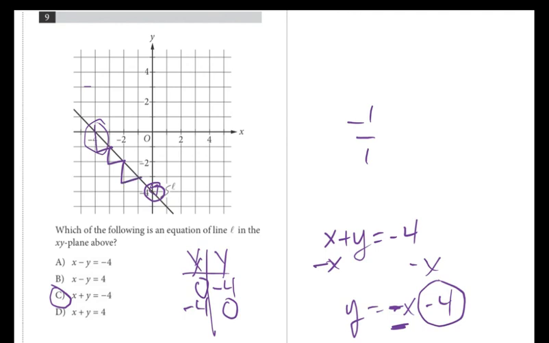Another easy question. So far, to me, this is a pretty easy test. I'm going to give this one a level of difficulty. I will say level 3. Let's go to number 10.